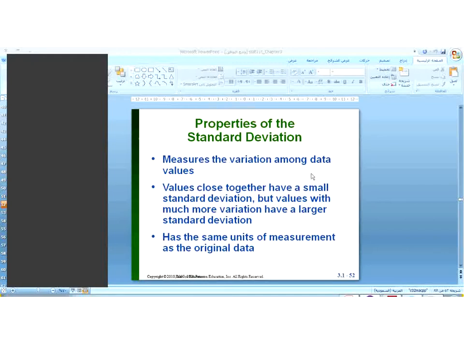Properties of the standard deviation: it measures the variation among the values. I think we said this several times. Values close together will have a small standard deviation, but values with much more variation have a large standard deviation. What does it mean?